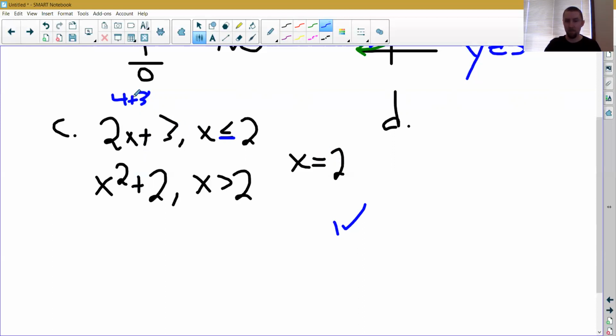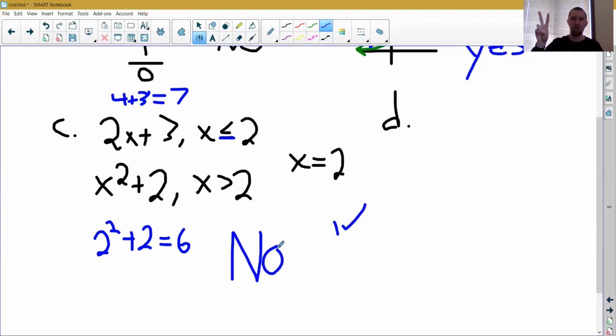Now, we know the first piece, from the negative side, we think we're going to get to 7. Okay, that's what we think. When x equals 2, we just plug it in. The bottom side, where do we think we're going to get if we plug it in? Well, 2 squared is 4, 4 plus 2 is 6. So we think we're going to get to 6 if we come from the top side, and we think we're going to get to 7 if we come from the bottom side. Are we going to have a two-sided limit? No. So this particular piecewise function fails condition 2.